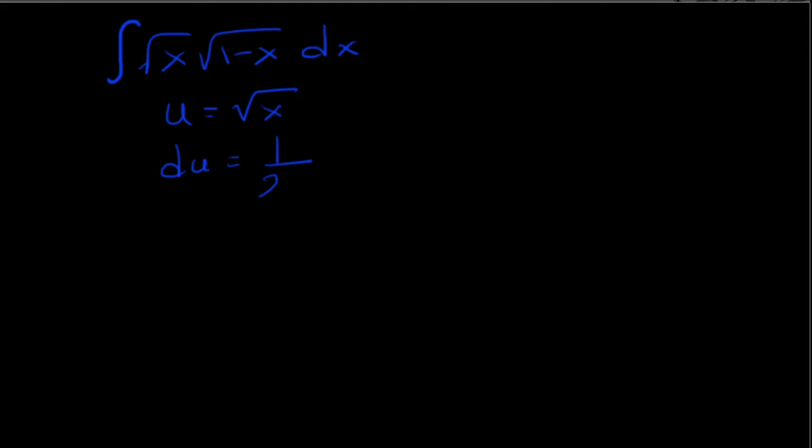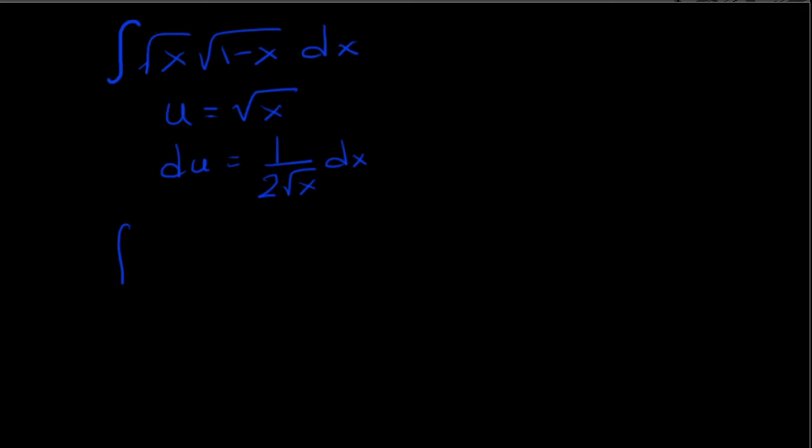I want to find the integral of square root of x times square root 1 minus x dx. The first thing I'm going to do is let u equal square root of x. So then du will be 1 over 2 root x dx. So now I'm going to go back into the integral.